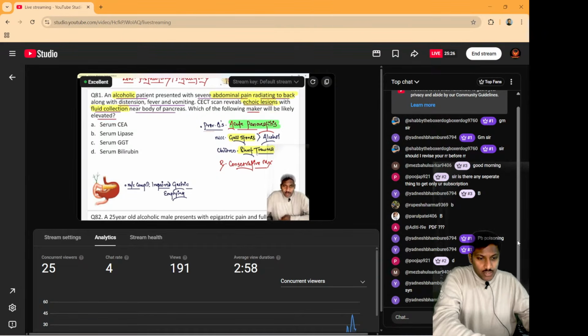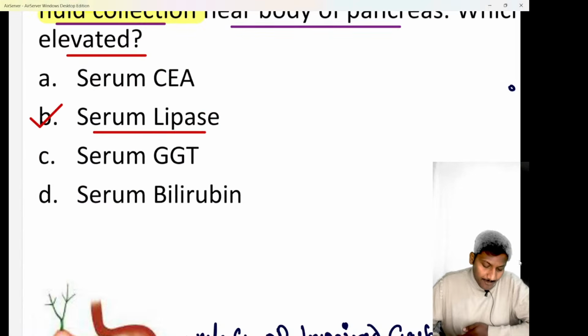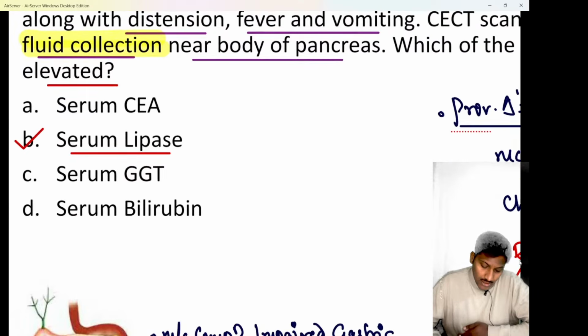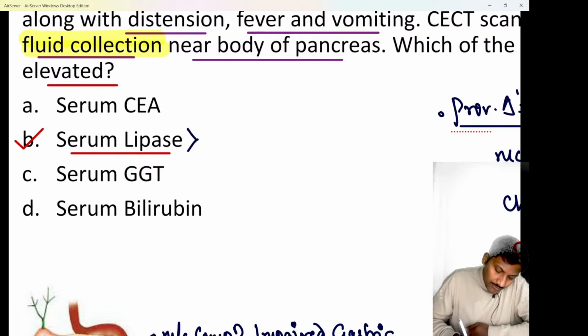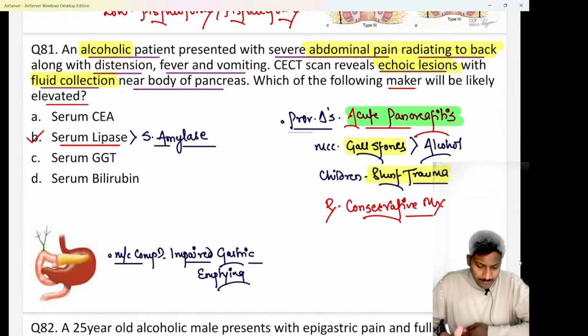So please make sure that you are answering in the chat box. Okay, so serum lipase is going to be the best investigation to confirm the diagnosis of acute pancreatitis, followed by serum amylase. Yes, serum lipase is better as compared to serum amylase. The reason is lipase is more specific for acute pancreatitis. Amylase is not very specific because amylase is elevated in other conditions too. So the best one is serum lipase followed by serum amylase.